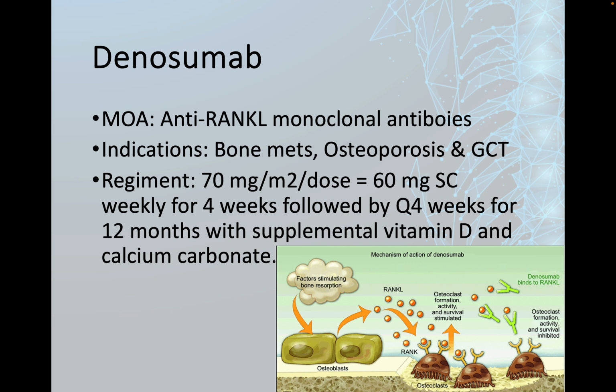Now, a quick review of Denosumab. It's an anti-RANK ligand monoclonal antibody that is FDA approved for adult use for treatment of bone mets, osteoporosis, and giant cell tumors. The regimen that we used for this patient, who is a pediatric patient, is 70 milligram per square meter per dose, which is around 60 milligram weekly for 4 weeks as a loading dose, and then monthly afterwards for a minimum of 12 months, and this regimen was supplemented by vitamin D and calcium carbonate.